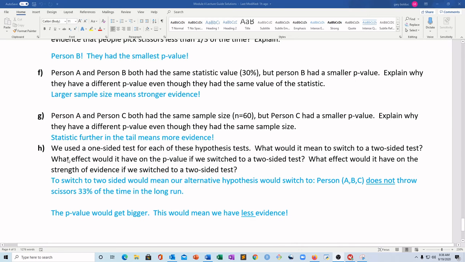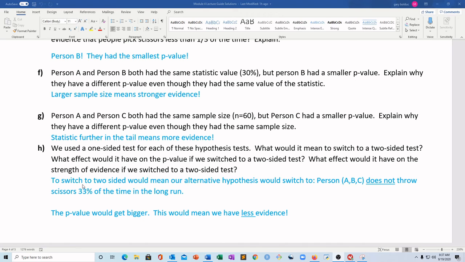Okay, H. We used a one-sided test for each of these hypotheses. What would it mean to switch to two-sided? Well, as we mentioned above when we first talked about this, switching to two-sided means that we're going to lose some of our strength of evidence. But we could just start with writing out our alternative. Instead of less than 33%, it would become person, whichever one, A, B, or C, does not throw 33%. So we are now trying to find evidence for both they throw less than or they throw greater than.